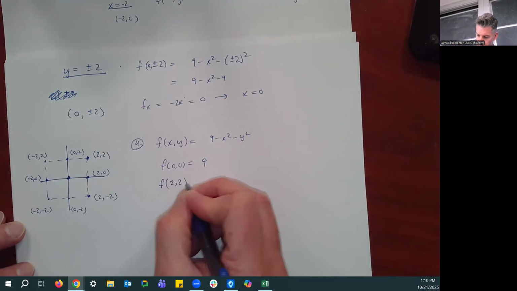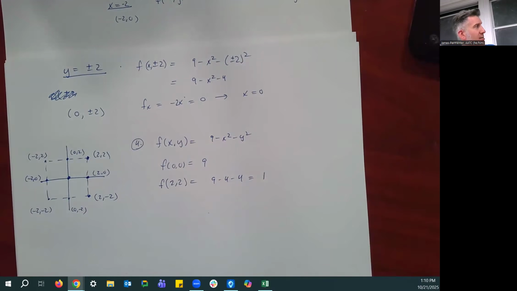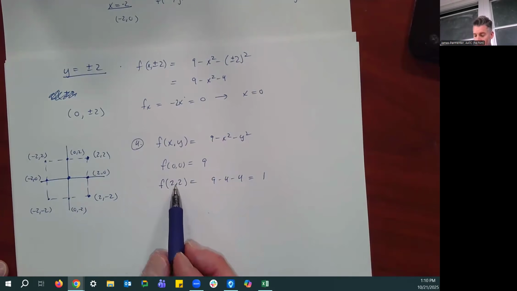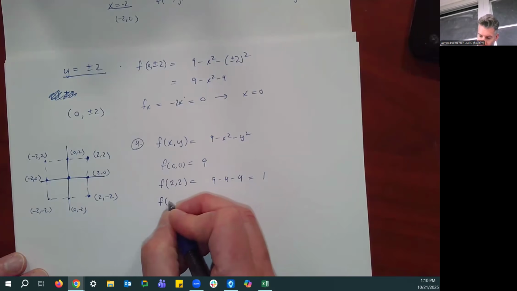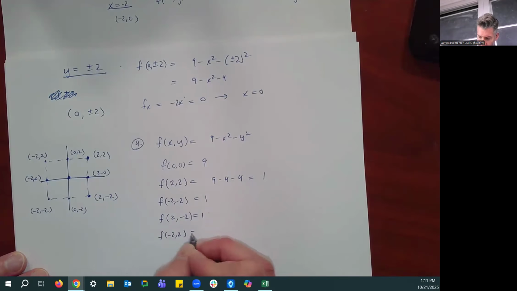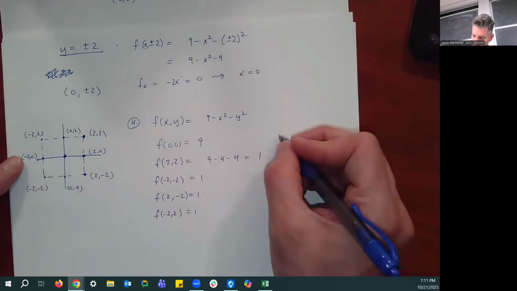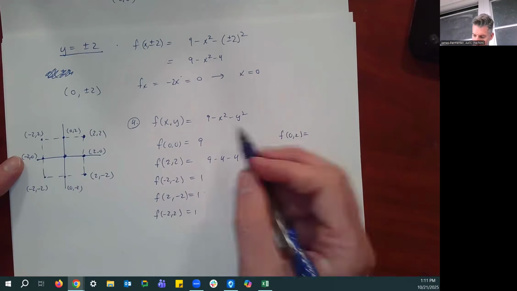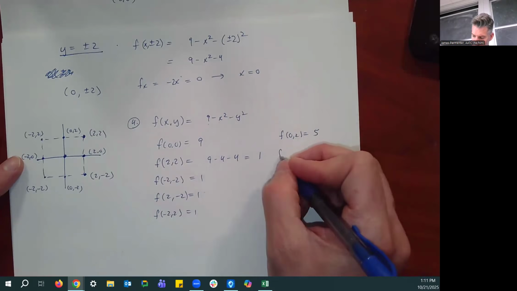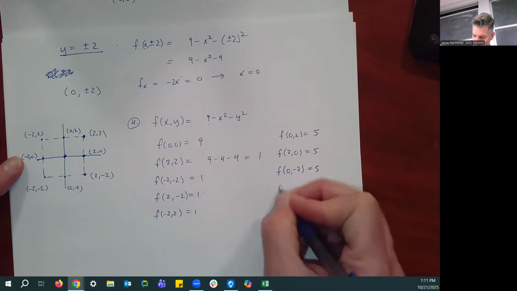F of 2 comma 2 is going to be 9 minus 4 minus 4, which is 1. And hopefully it's obvious, it doesn't matter if it's plus or minus 2 here or plus or minus 2 here, since you're squaring both x and y. So really, f of negative 2 comma negative 2 should also be 1. F of positive 2 comma negative 2 should also be 1. F of negative 2 comma positive 2 should also be 1. And then the last ones, the midpoints on these walls, f of 0 comma 2 is going to be 9 minus 0 minus 4. And so is f of 2 comma 0, and so is f of 0 comma negative 2, and so is f of negative 2 comma 0.